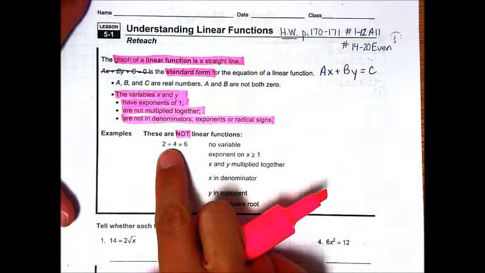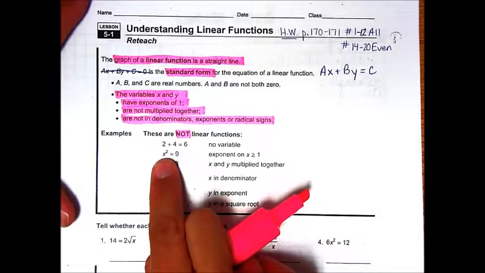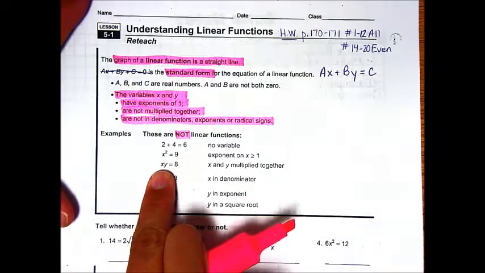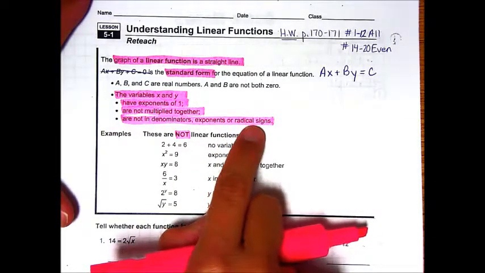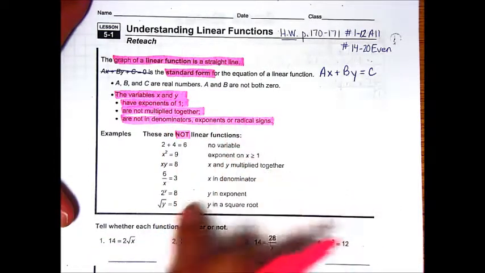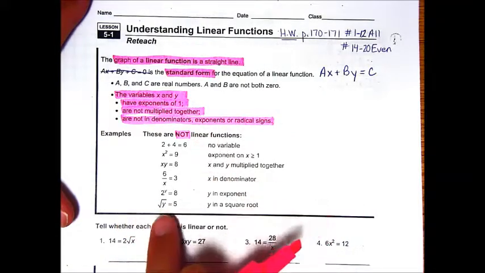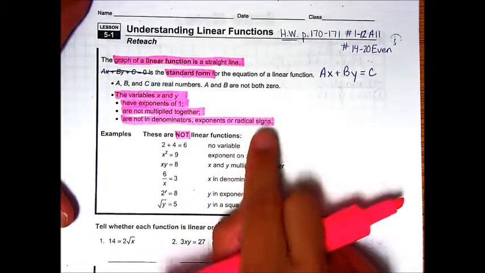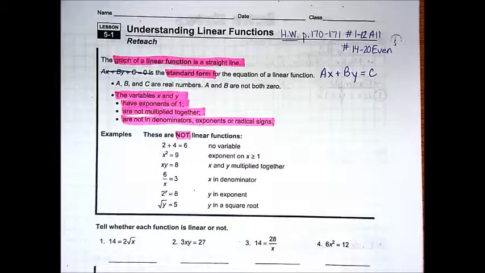For example, right here, 2 plus 4 equals 6 doesn't even have an x or a y. x squared equals 9. This does not have an exponent of 1. It has an exponent of something greater than 1. So that is not linear. Right here, x and y are being multiplied together. Here, x is in the denominator. The x and y cannot be in the denominator. Right here, 2 to the y power. The y can't be used as an exponent. And then right here, the square root of y equals 5. That's the radical sign. A square root sign is a radical sign. If you have a variable inside of a radical sign, that is not a linear function.